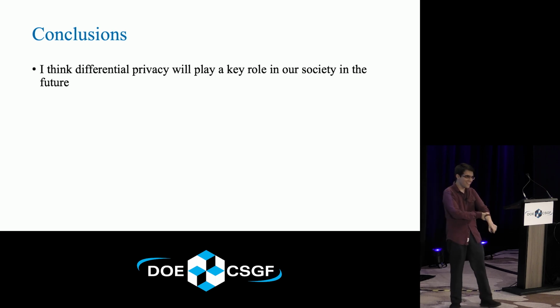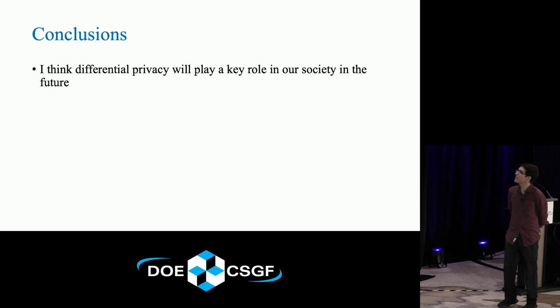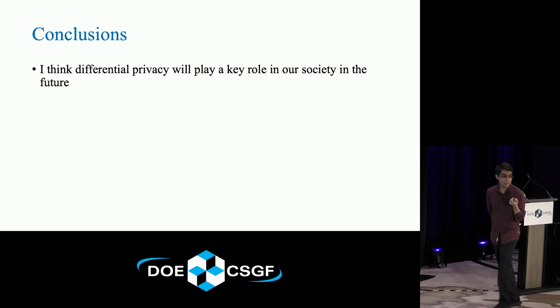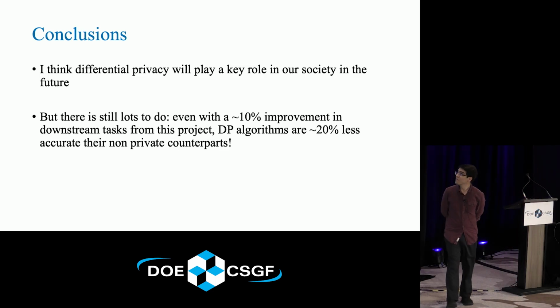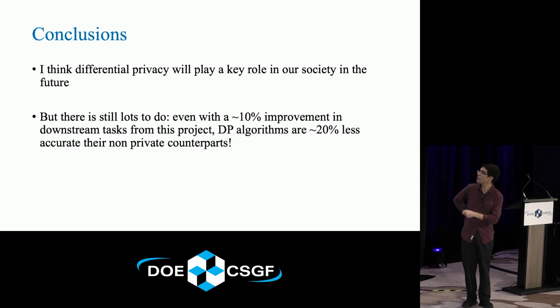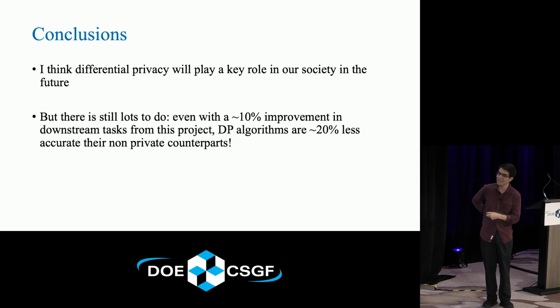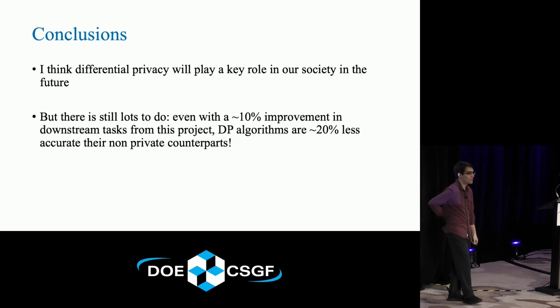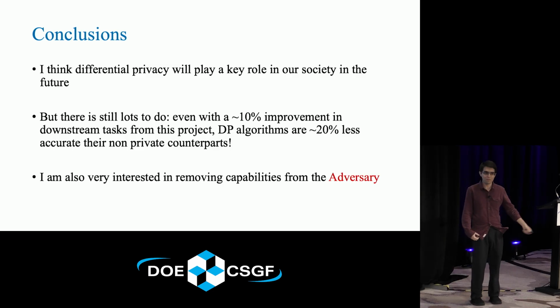Anyway, my final conclusion is that I think differential privacy will play a key role in our society in the future. There's still lots to do. With the research that I've done in my PhD, I've seen about a 10% improvement in the accuracy of our private neural networks. But there's still a long way to go. We're still less accurate than the non-private counterparts. And I think we can get there.